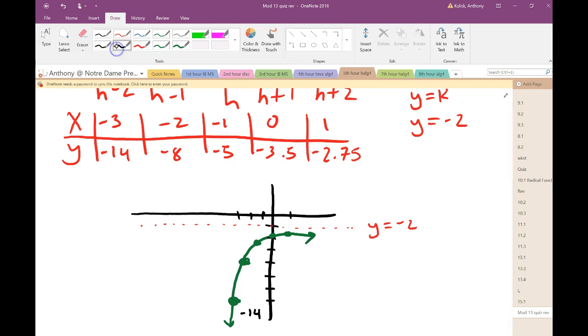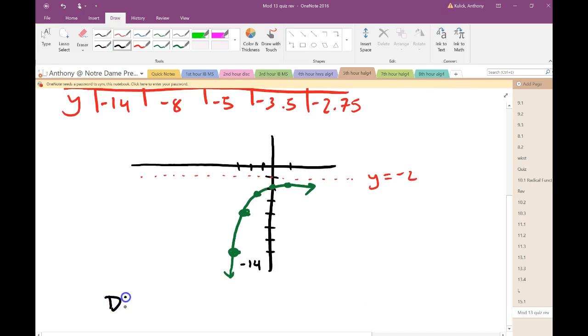Okay. Let's do the domain and range now for this. The domain should be easy. What's the domain for all exponential functions? All real numbers. Nobody get that wrong, please. The range now, I could do this two ways. One, since I have the picture, I could look at the picture and notice that all my points are below what y value? -2, the horizontal asymptote, right?